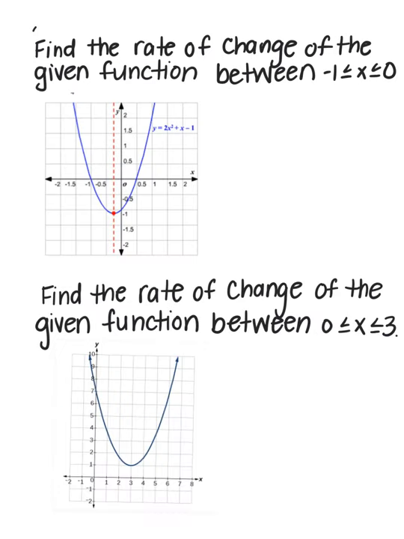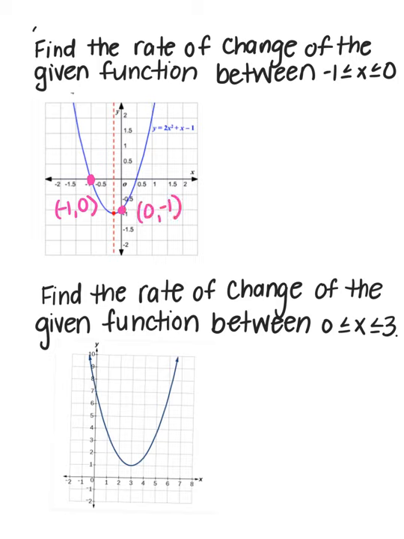So let's look at a few more examples that are not necessarily in a table format. It says find the rate of change of the given function between -1 and 0. When I'm looking at this quadratic, the first thing I want to do is identify my points at the x values of -1 and 0. At x = -1, I have the point (-1, 0), and at the x value of 0, I have the point (0, -1).